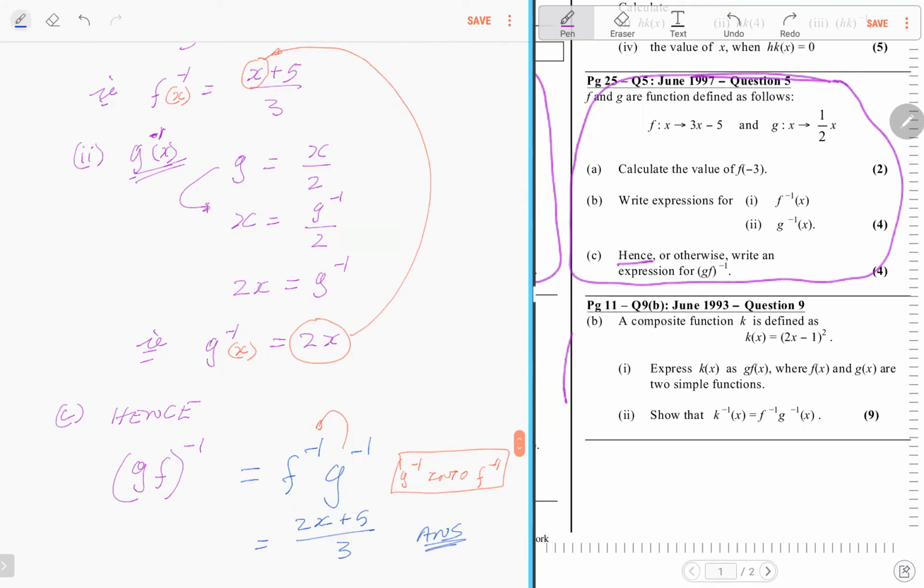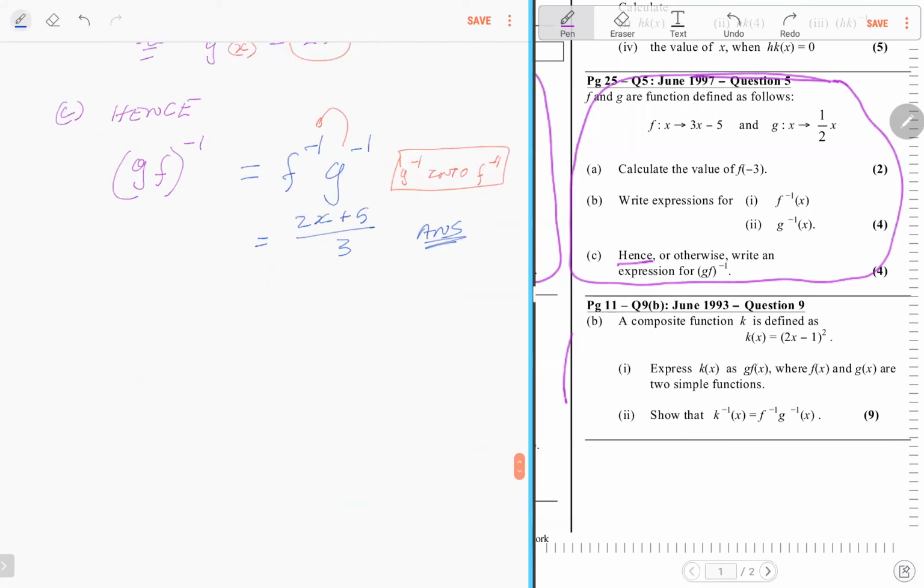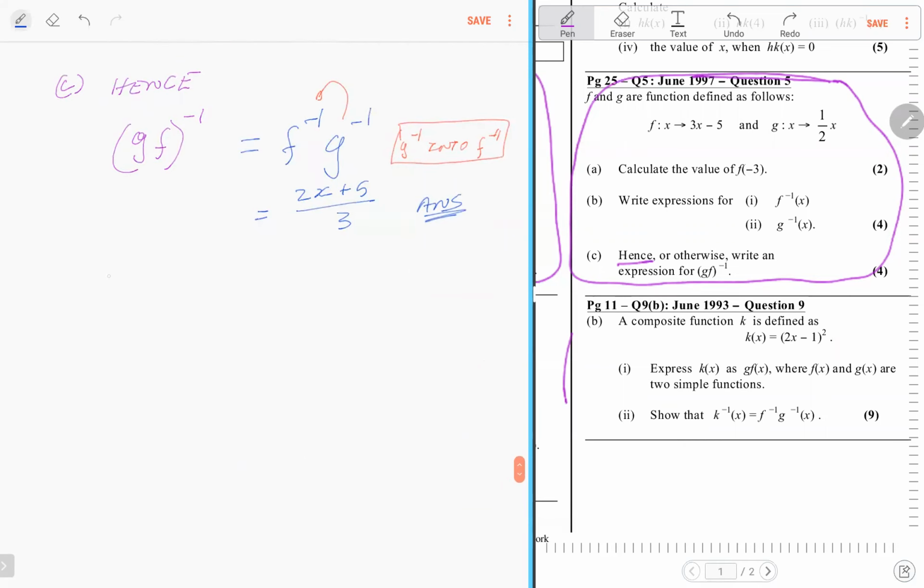Quick and fast. And I won't bother to do it the long way. I can do it quick still enough. That is the hence method. What do you understand so far? Let's just run the otherwise method. Let's do the otherwise method. Otherwise.